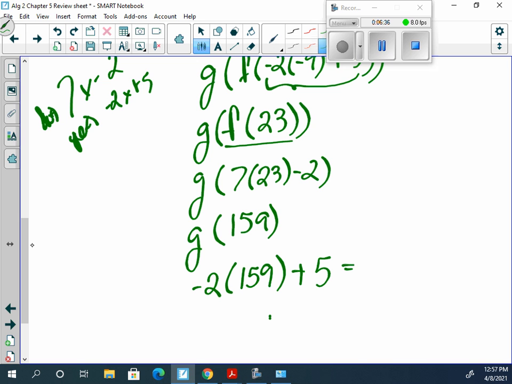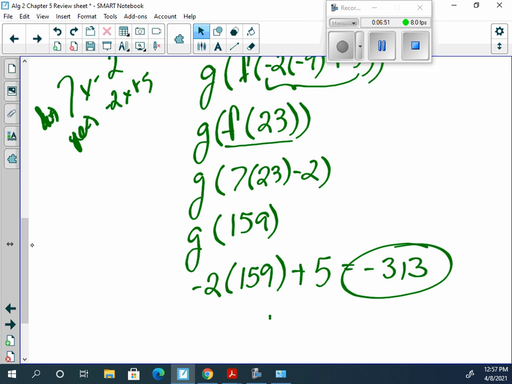8 carry the 1. Negative 318 plus 5, I believe, is negative 313. That is the answer. And that would be it.